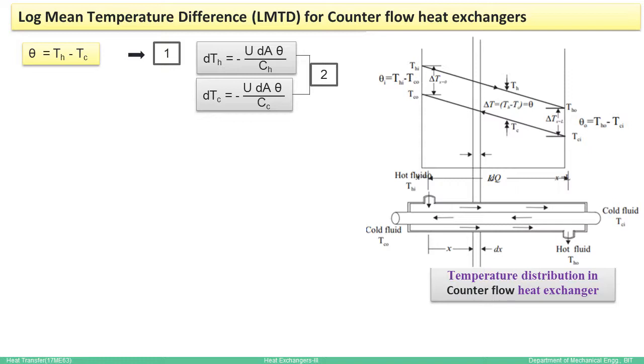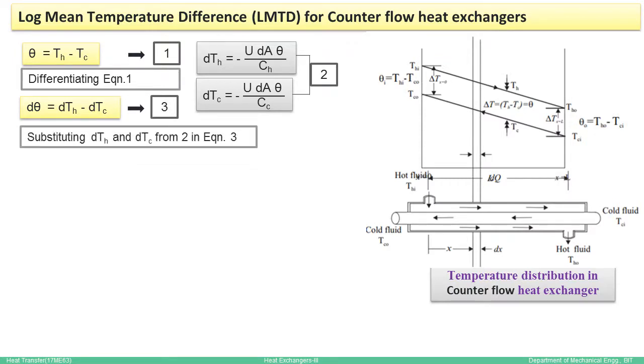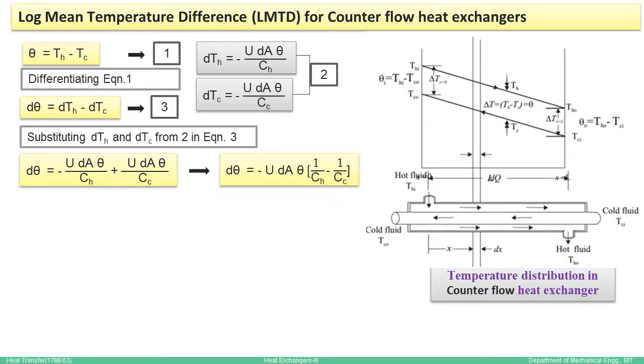Now differentiating equation 1, we get d theta is equal to dTh minus dTc. Now we can substitute dTh and dTc from equation 2 in equation 3. In doing so, we get d theta is equal to minus U dA theta divided by Ch plus U dA theta divided by Cc, and we can rewrite this as d theta is equal to minus U dA theta into (1 by Ch minus 1 by Cc). And now we have rearranged this equation as d theta by theta is equal to minus U dA into (1 by Ch minus 1 by Cc).